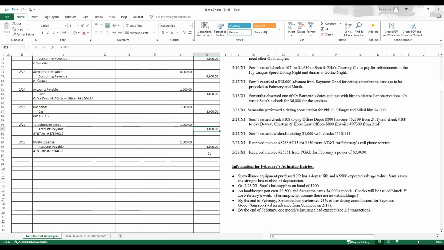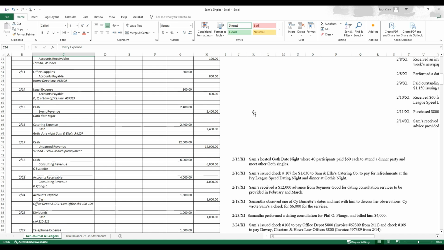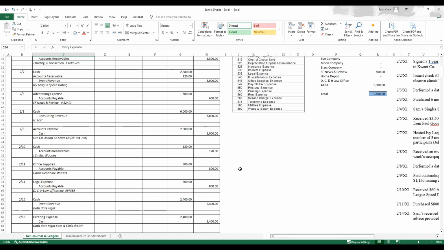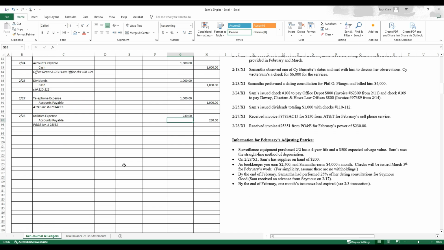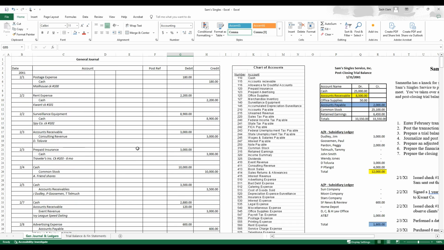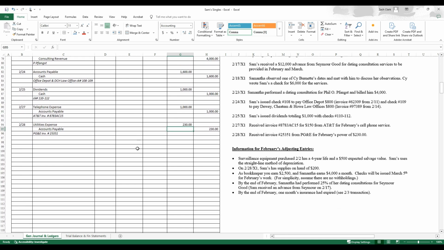Okay, started a new recording session. So on the 28th, looking at our chart of accounts, utilities expense is the right account for that. Same accounts payable, right? It was PG&E, and I've got an invoice number 25351, and not 1,000, but 230, and yeah, okay, we've got everything. That looks good there.